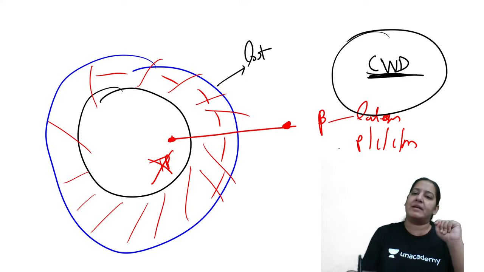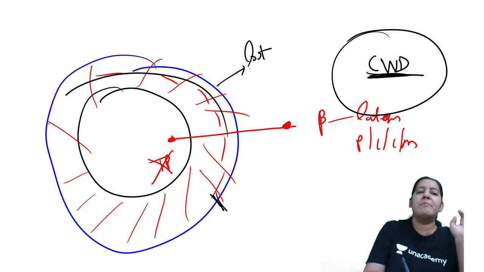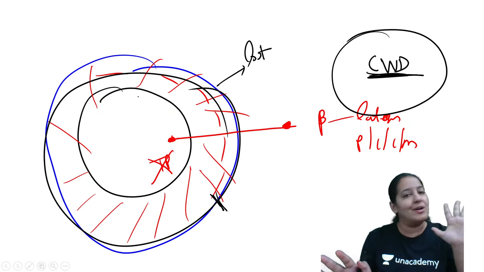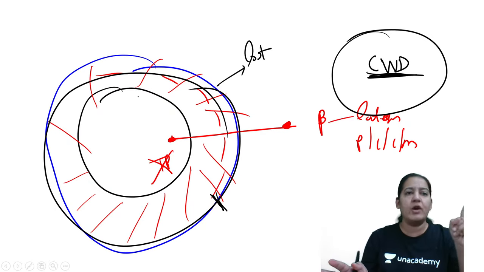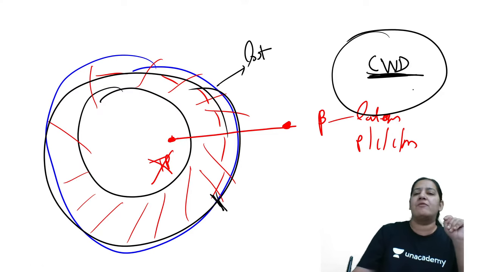Cell wall deficient bacteria is formed. The bacteria is not dead yet. Only the cell wall is lost. You got my point? Because there is no cross-linking, the cell wall becomes weak. Cross-linking nahi hai, to cell wall weak ho gayi. Weak ho gayi, to loose ho gayi. Loose ho gayi, to jo bacteria bacha without cell wall, it is known as cell wall deficient.